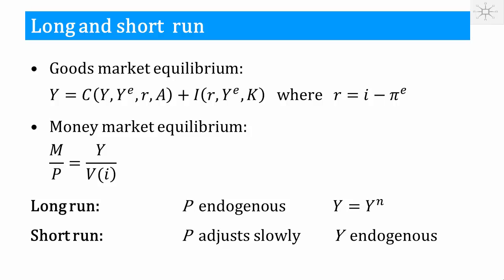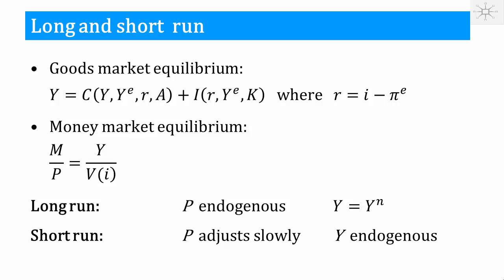And then we have the money market equilibrium, which says that the real supply of money equals the real demand for money, which is production divided by velocity, which may depend on the nominal interest rate.